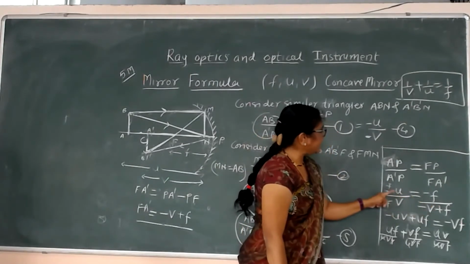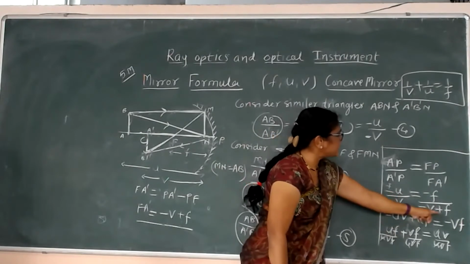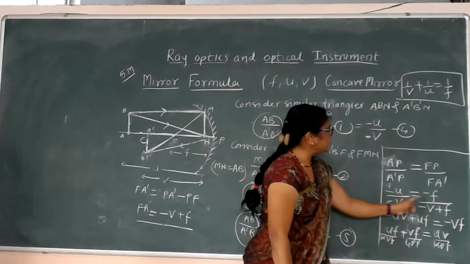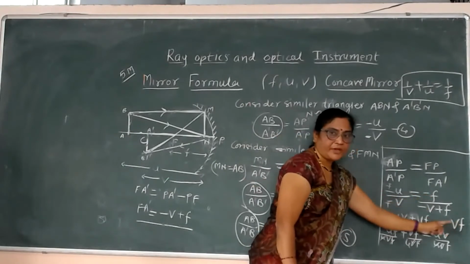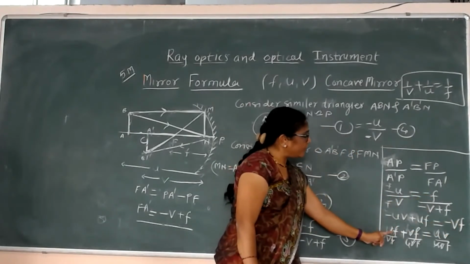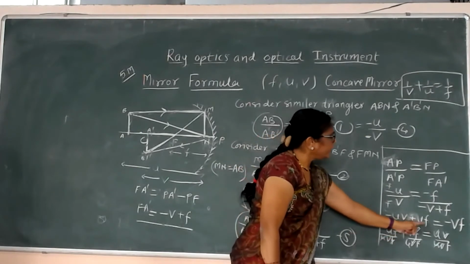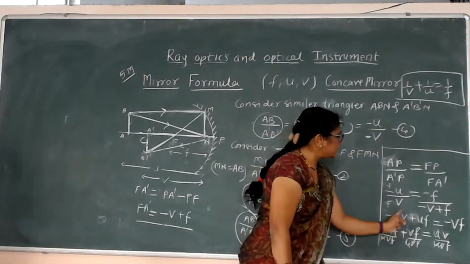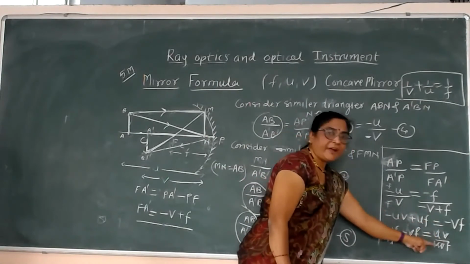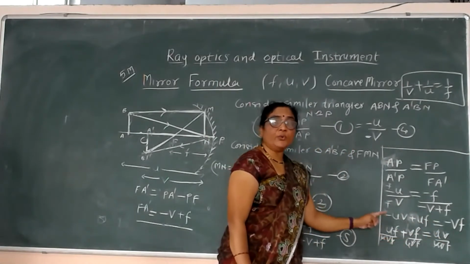Again plus and minus plus uf, plus uf is equal to this vf, and minus f is equal to minus vf. Arrange the equation. That is uf plus uf. This minus comes to this side. uf plus vf is equal to uv. Divide all the three equations by uvf.